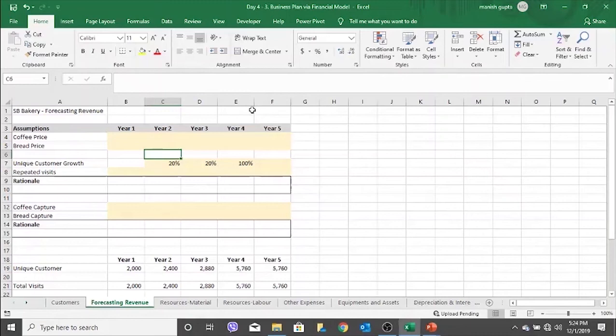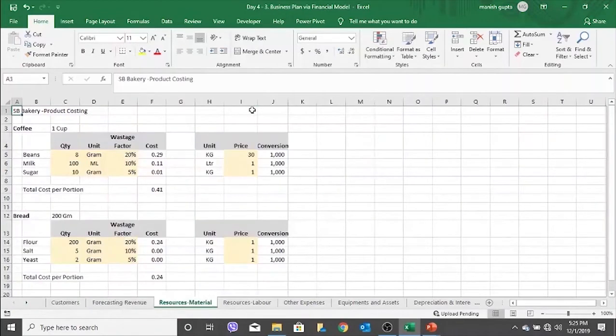Okay, so if you're able to do these two sheets, the rest is just a follow through. So resources, what kind of resources do I need? For example, like I did for them, a small recipe.